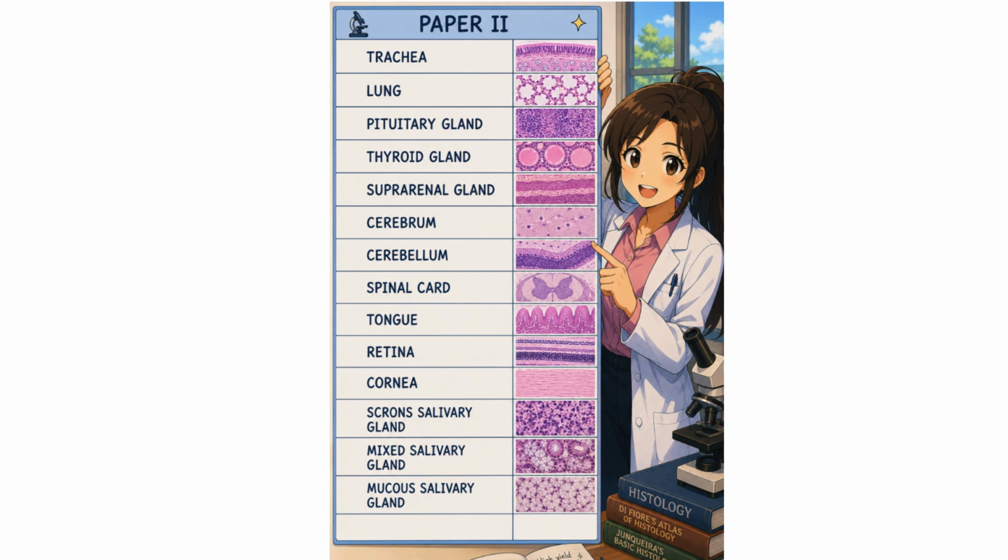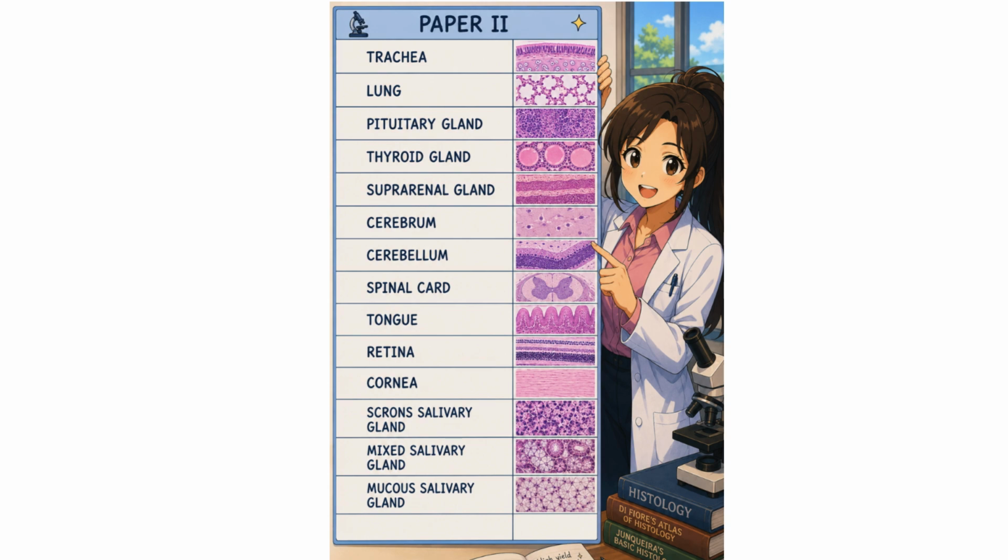Coming to spinal cord, you have central gray matter in an H or butterfly shape, white matter outside, and the central canal is at the center. You have anterior horn and posterior horn. In the anterior horn, you have large multipolar motor neurons, whereas in the posterior you have small neurons.